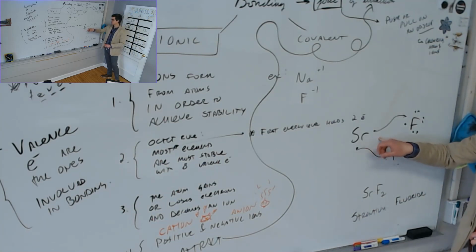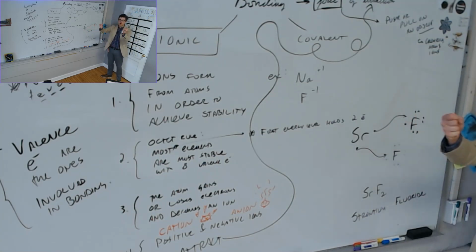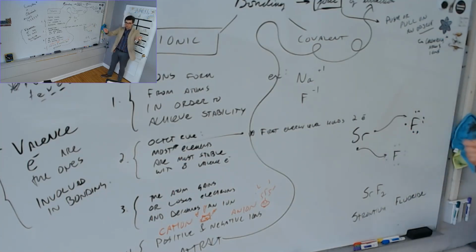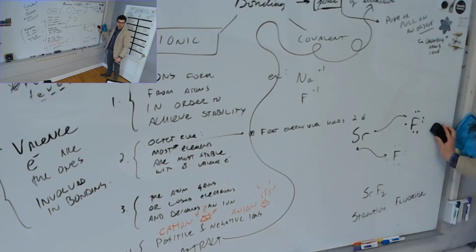The analogy I was using on Friday is that strontium's got 2 ice cream cones, and he wants to give them away. He doesn't want any, and so 2 fluorines come along, but each of them only wants 1. So how many does he have to give each of them? Okay. Another example. Does everyone have this one written down?